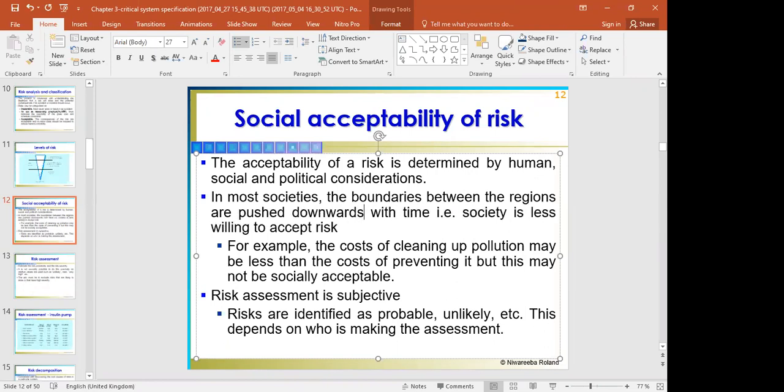So this is about the social acceptability of risk. The acceptability of a risk is determined by human, social, and political considerations. Risks also depend on the location, on the country. For example, some risks here in Uganda won't be the same as elsewhere. The same risk you have here is not going to be taken in the same way as in another country, especially if it's outside Africa.